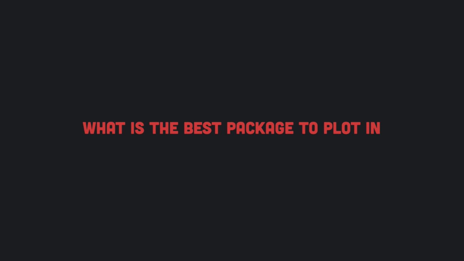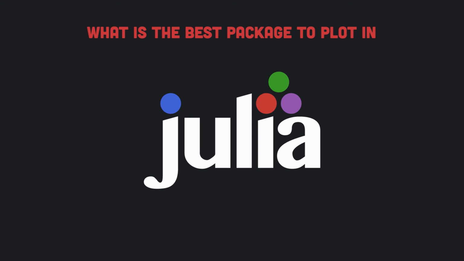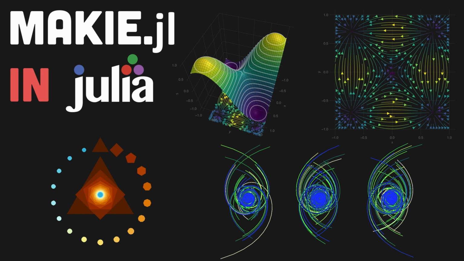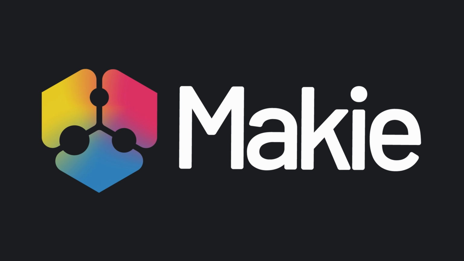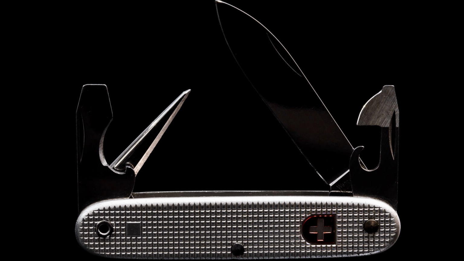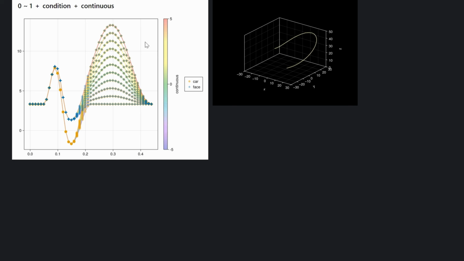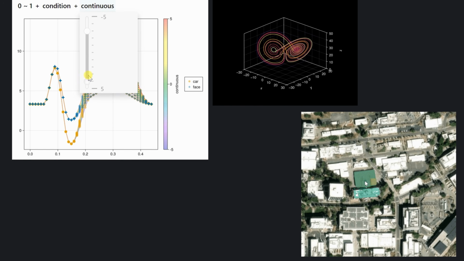What is the best library or package to plot in Julia programming language? Among the various options available, such as Plots.jl, Makie or Makie.jl package is among the best libraries to plot in Julia. It can easily be considered the matplotlib of Julia programming language, the Swiss Army knife of visualization or plotting because of its capability and versatility. If you are looking for a powerful package in Julia programming language to visualize your research results, look no further than Makie package or Makie library.